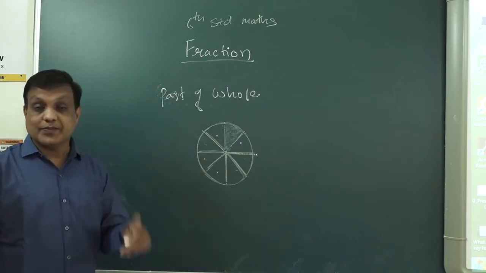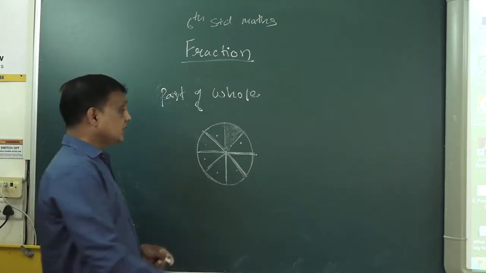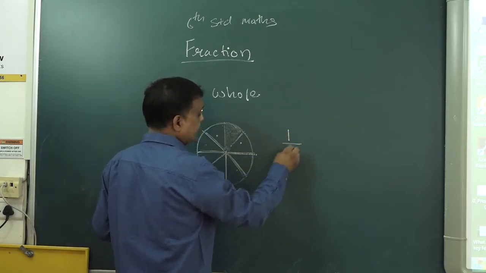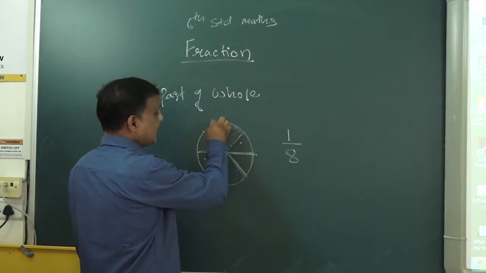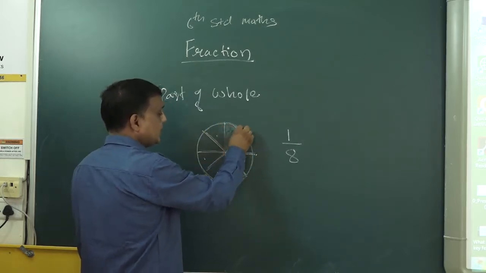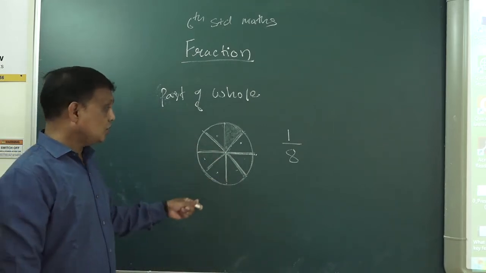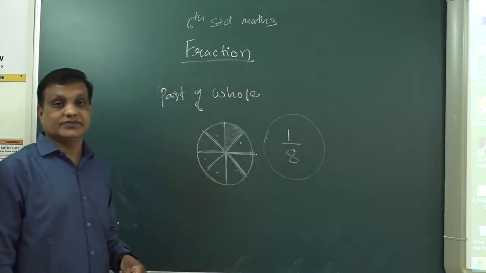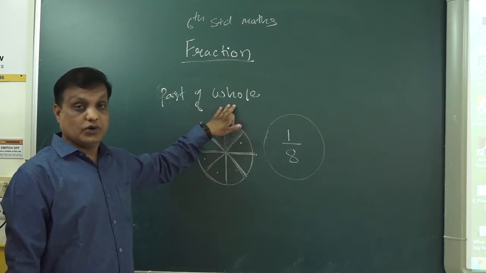So the first part you gave to your first friend. What part did you give to your first friend? You gave one part out of how many? 1, 2, 3, 4, 5, 6, 7, 8. Total 8 parts. Out of 8 parts, one part you gave to one of your friends. Okay dear, so this is called a fraction. Fraction means part of it.